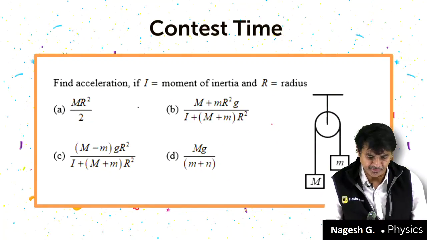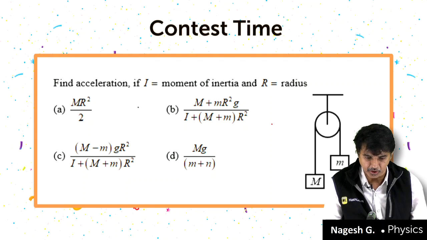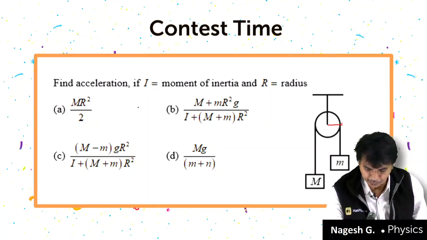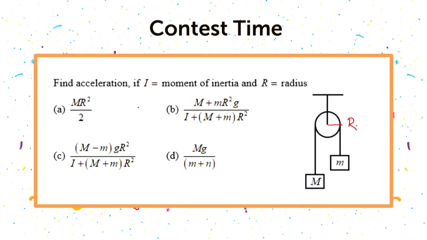And this is today's contest time. Here, I is equal to moment of inertia, and capital R is equal to the radius of the pulley. Then you are asked to find the acceleration of the system of two blocks, capital M and small m, mentioned in the problem.